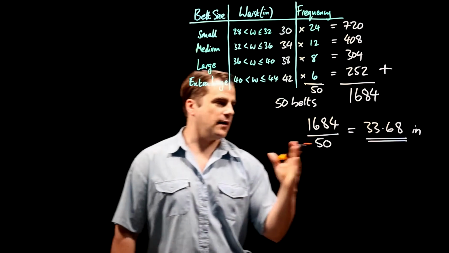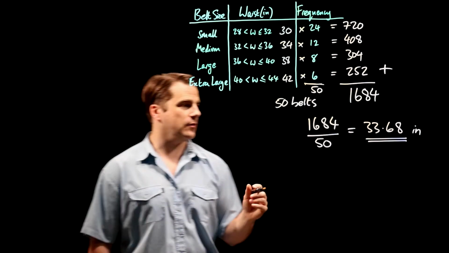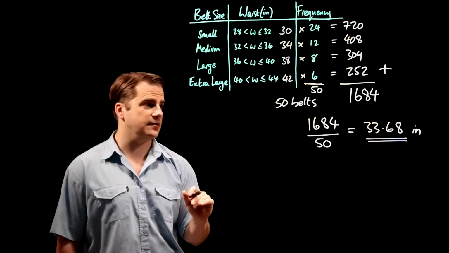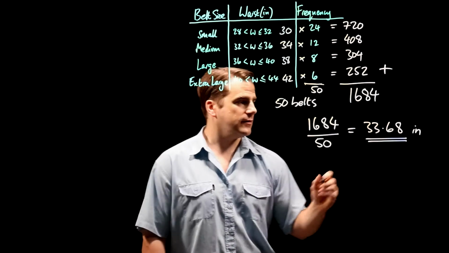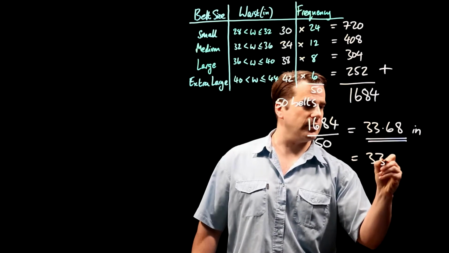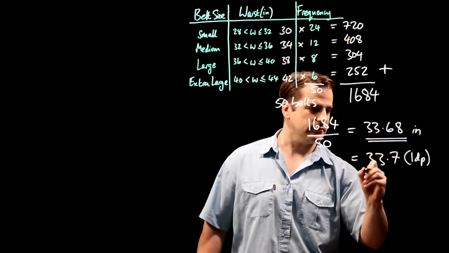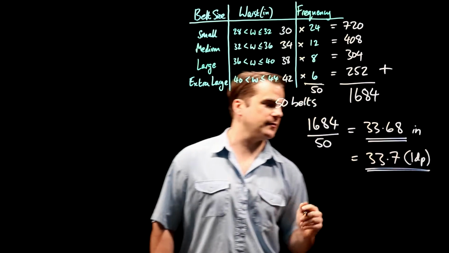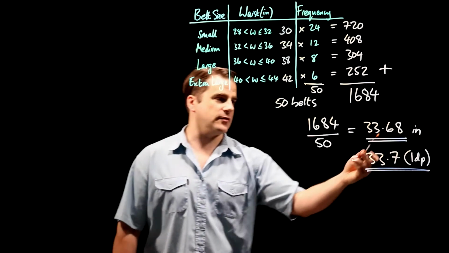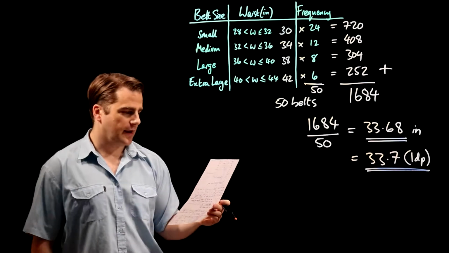Okay, it didn't ask for significant figures or decimal places, so I would just hedge my bets on the answer sheet. I would write that, and I would also write equals 33.7 to 1 decimal place. Nothing wrong with hedging your bets. 1 decimal place is just a sensible choice to give the answer to. Okay, next bit.